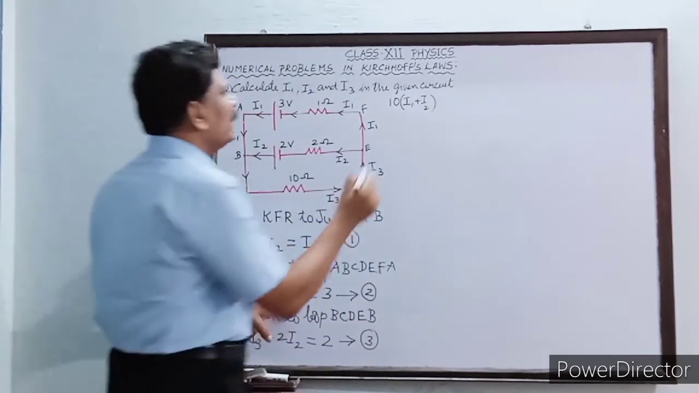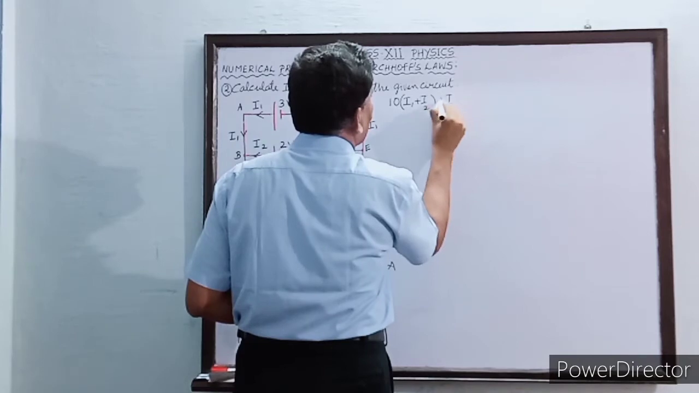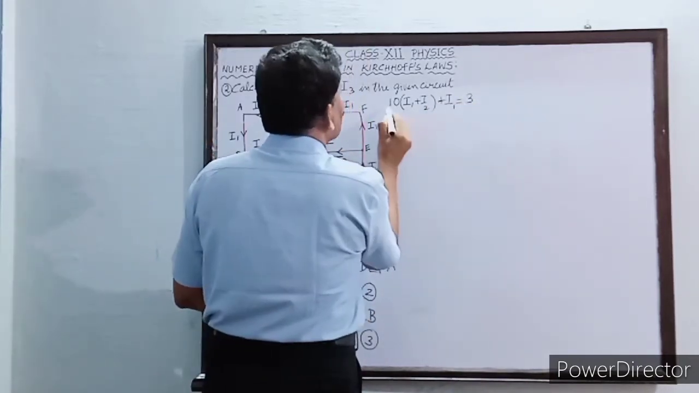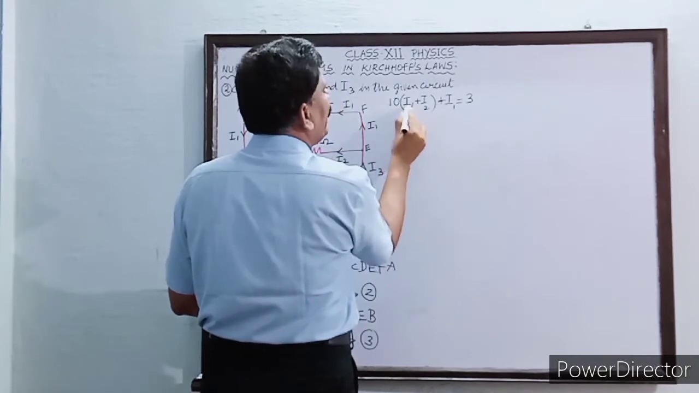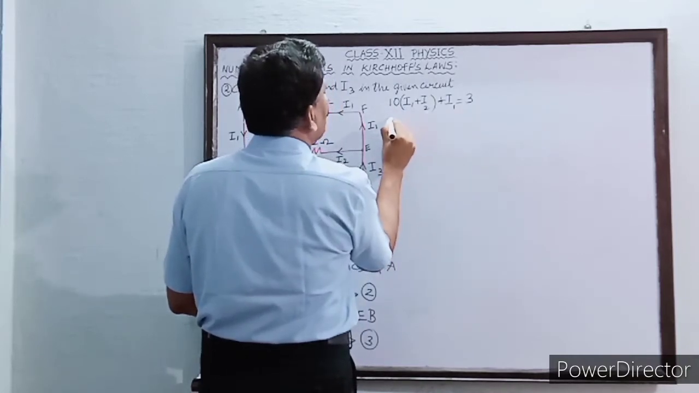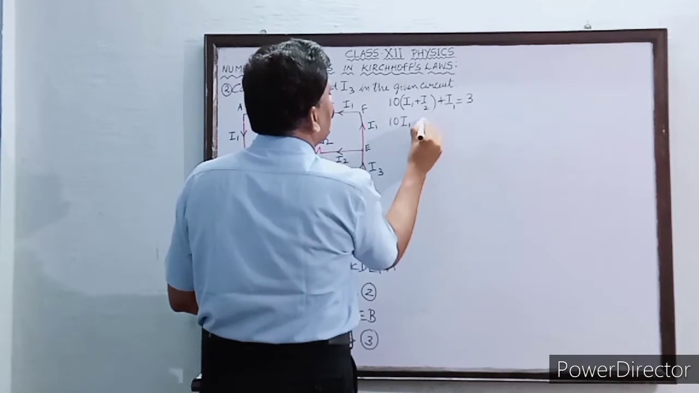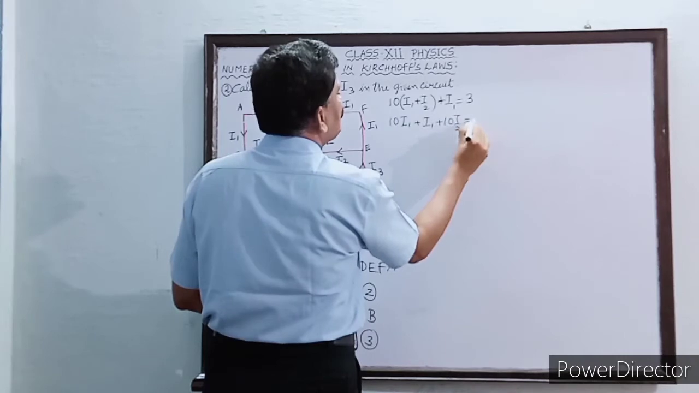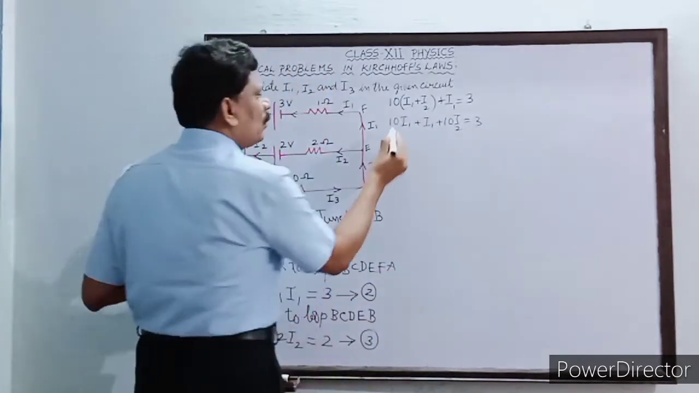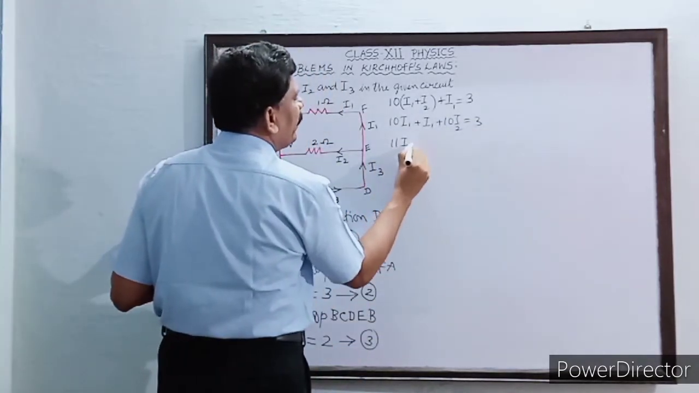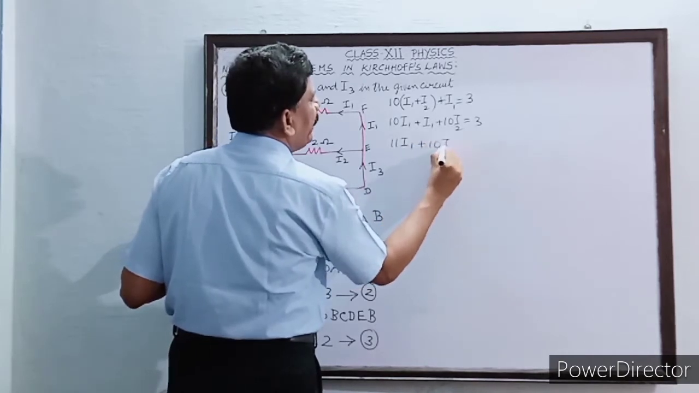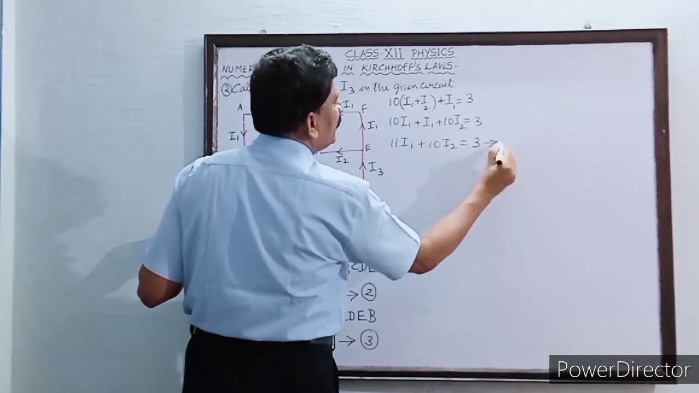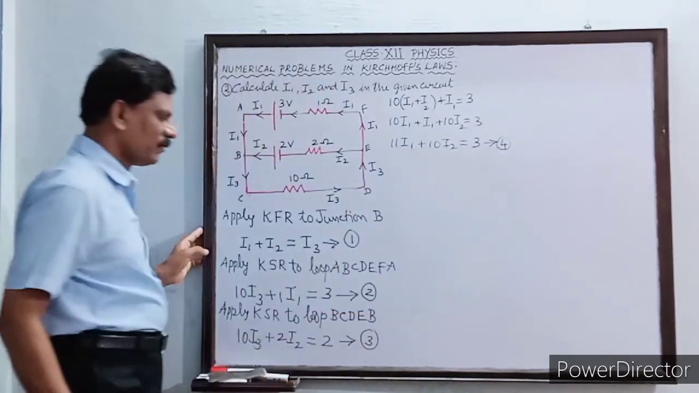Then plus I1. And this is equal to 3. So this is 10 into I1, which is 10 I1, plus here one I1 is there. So 10 I1 plus I1 plus 10 into I2 is 10 I2. This is equal to 3. So 10 plus 1, 11 I1, plus 10 I2 is equal to 3, and this is equation number 4.